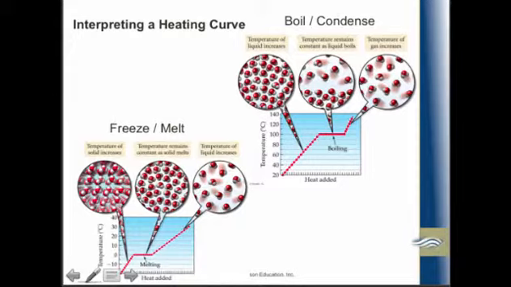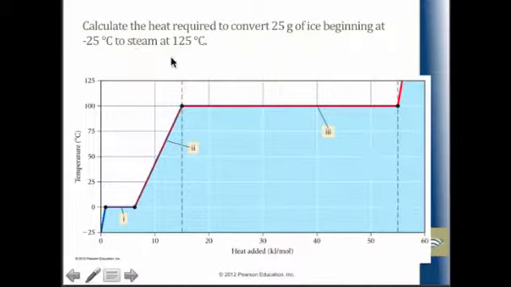Alright, we're going to now go through the calculations of the heat required to do these changes, and then I'm going to go backwards on the curve and do a cooling curve. Here's the heating curve, and the question you're asked is to calculate the heat required to convert 25 grams of ice beginning at minus 25 degrees Celsius to steam. What is steam? Vapor water, right? It's still water at 125 degrees C.